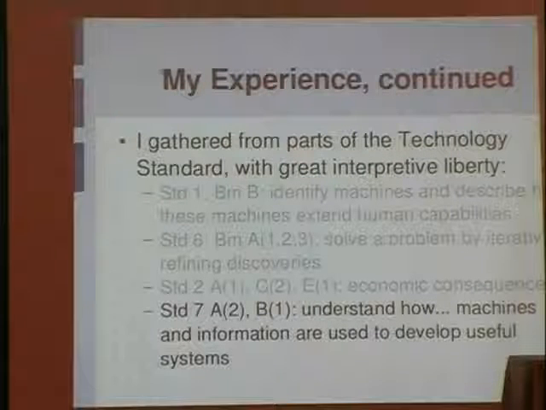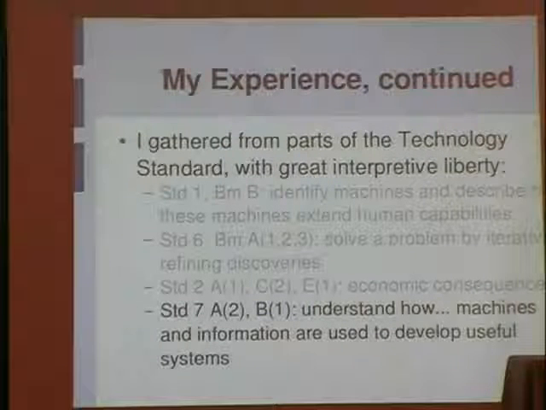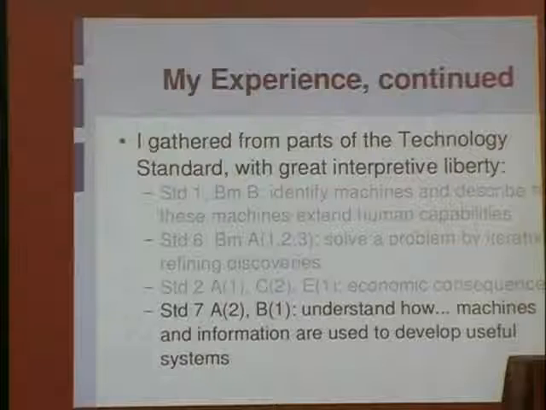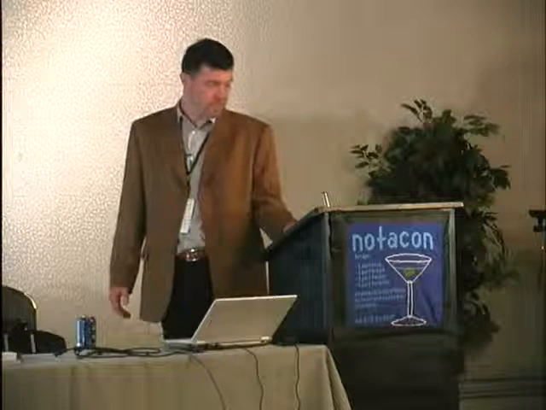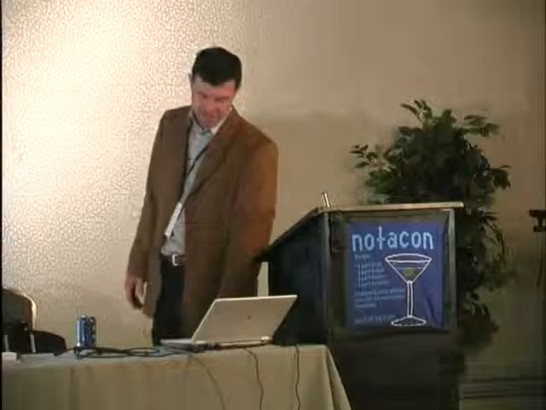And then the third, I took parts of the standard 7 there, and these are the benchmarks. A2 is a benchmark and B1. Understand how machines and information are used to develop useful systems. Well, it sounded good, but I really wasn't sure how I could stretch this to apply to programming. I went through a couple of the other standards, the math and science ones, trying to see if I could find anything there, and there just wasn't.